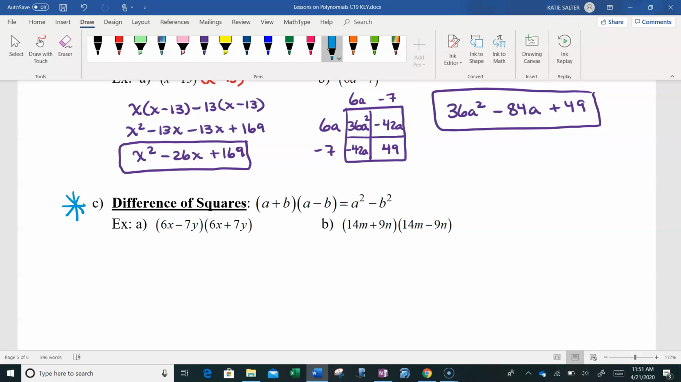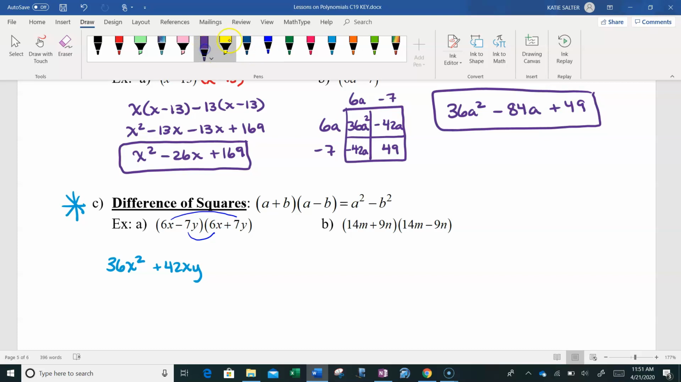Let's say we use the FOIL method on the first one. 6x times 6x, first times first. That would give us 36x squared. All right, then for our outside, 6x times positive 7y. That would give us positive 42xy. Then when we do our insides, negative 7y times positive 6x.